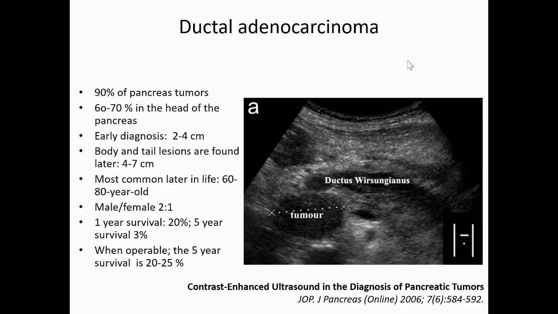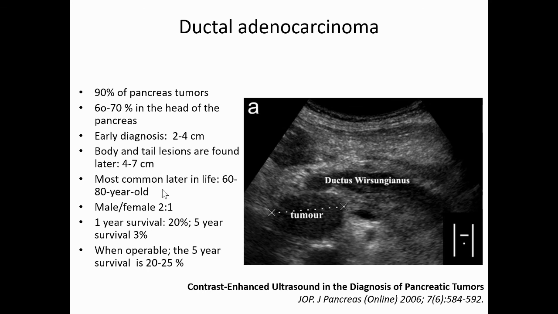And here is the big killer, ductal adenocarcinoma, which we usually see on ultrasound as a hypoechoic mass with faint margins, and at the same time we will see the so-called double duct sign, which means that the common bile duct and the pancreatic duct are enlarged at the same time. It usually resides in the head of the pancreas. If it's recognized early, then it doesn't have a chance to grow too big, but the body and the tail lesions are found later, so they become quite big.